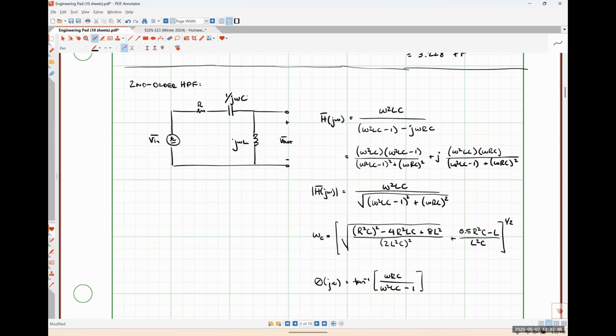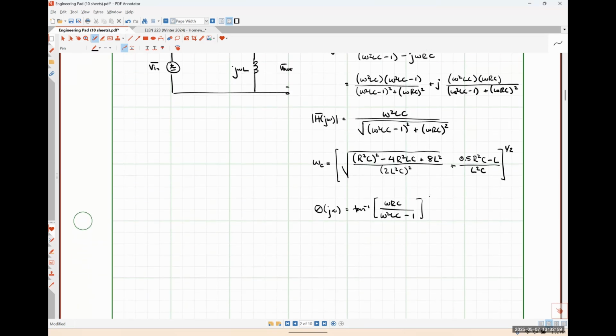Let me just double check these relationships. That seems legit. That seems legit. That seems fine. Okay, sorry for that. The low pass filter correctly this time. Let me make sure I'm on the right page. Damn it, now I'm writing HPF instead of LPF. Goodness.